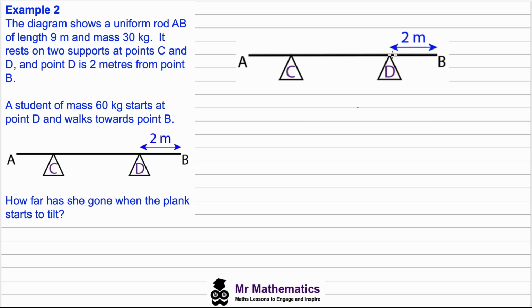Okay, so because the student has started here, we'll have the normal reaction at D. We'll call this RD. And the student travelled in this direction, but we don't know how far, so we'll say she's travelled X meters to here. And then because it's going to rotate or tilt at point D, this is where we'll take the moments from.